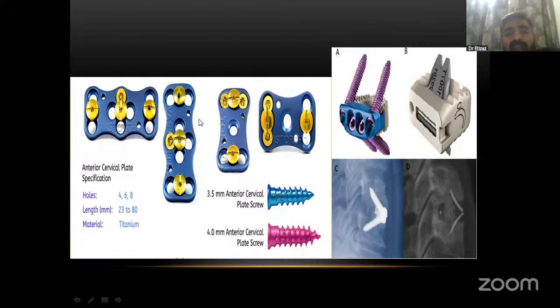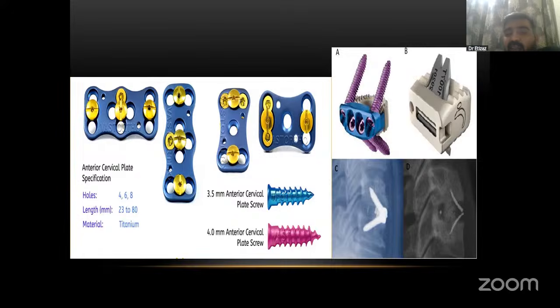When we talk about the anterior cervical plates, these are placed anteriorly at this level. There are chances of dysphagia in these kinds of patients because the plates are there, so the patient can feel the dysphagia. When we talk about plates, there are mostly two types. One is the static plate, which is called the rigid plate, and the second is the dynamic plate or flexible plate.